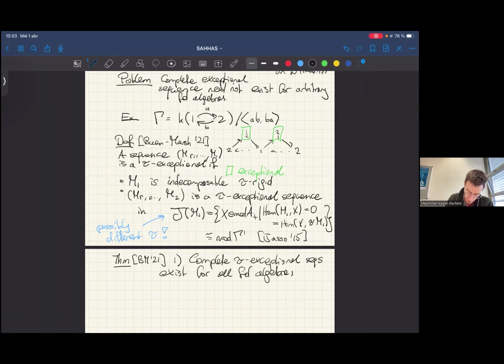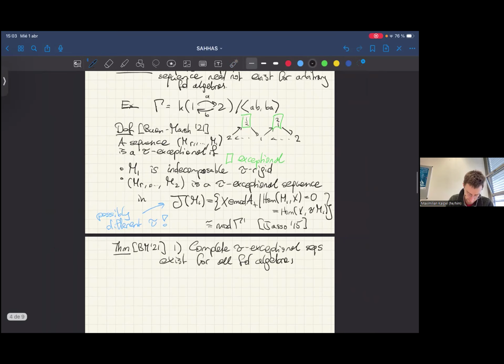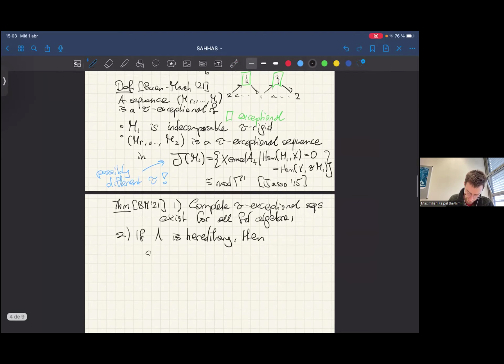So this is to get rid of this problem here. They wanted to avoid this problem. And secondly, if my algebra, let's call it lambda, is hereditary, then in fact, any exceptional sequence is a tau exceptional sequence and vice versa.